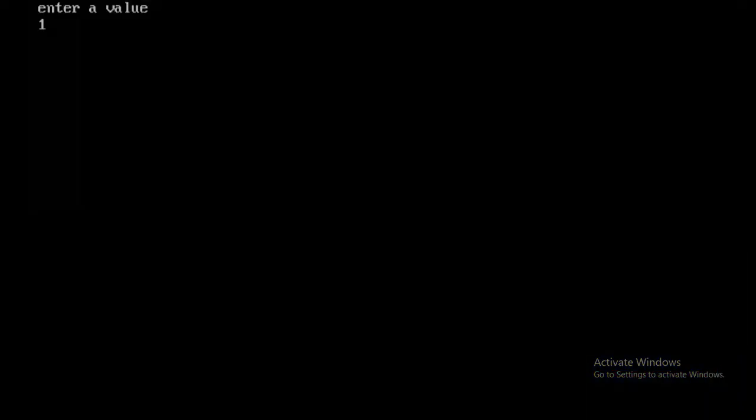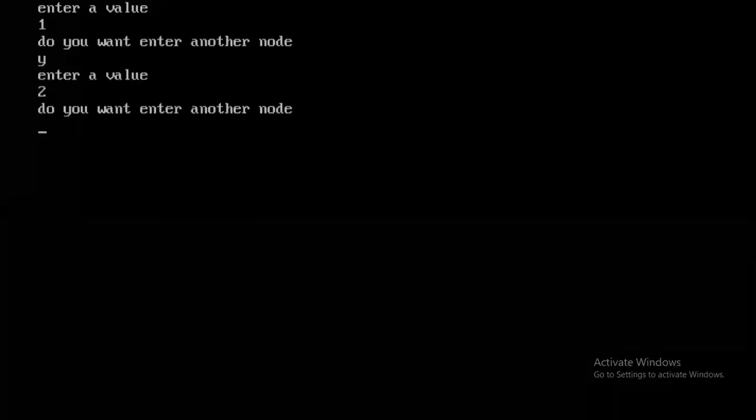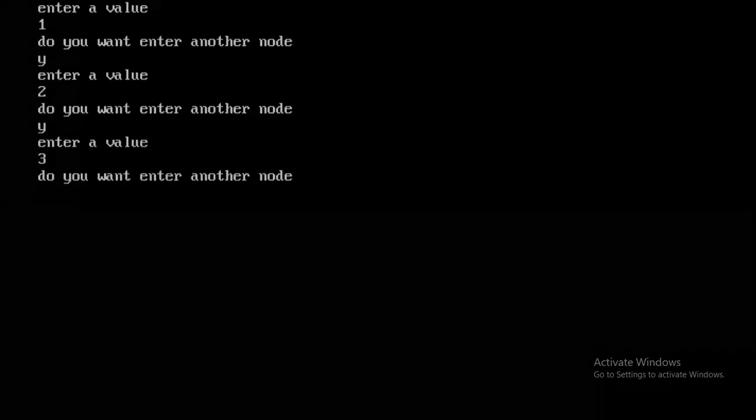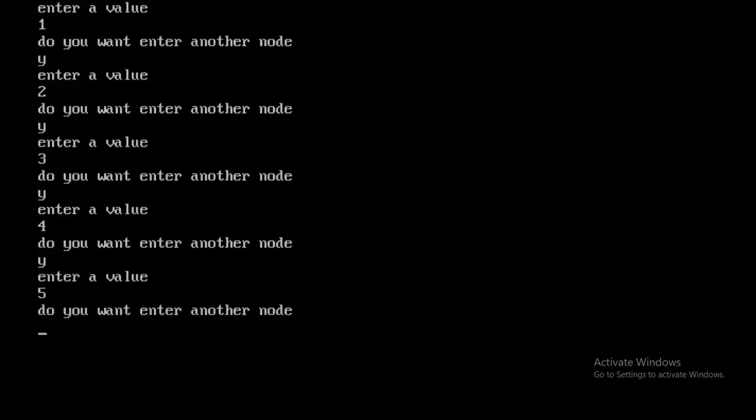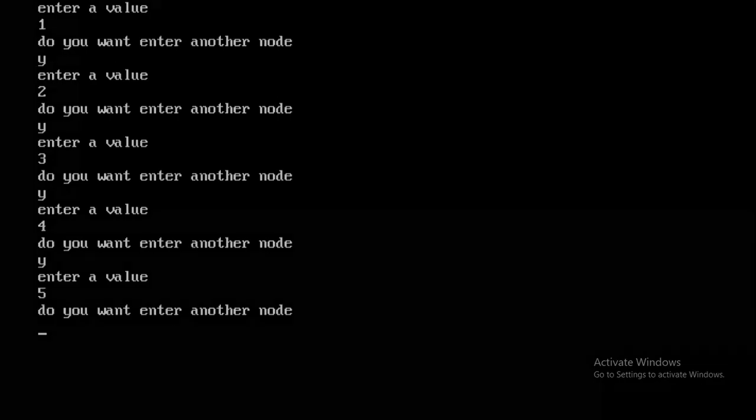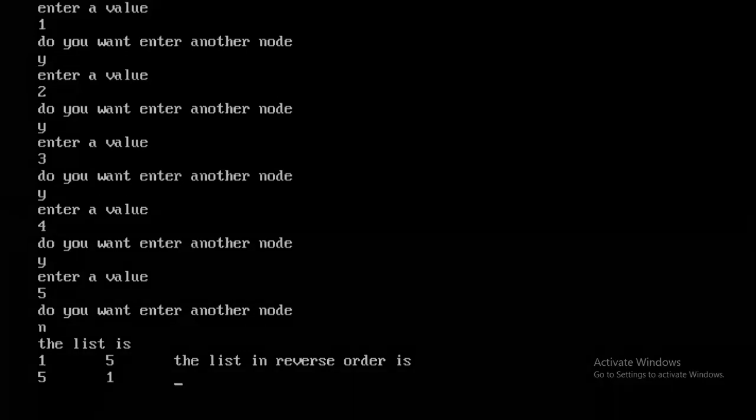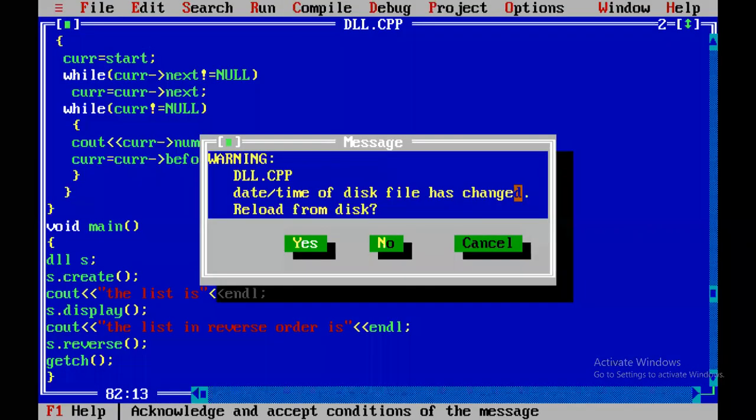Enter the value 1. Do you want to enter another node? Yes. Enter the value 2. Do you want to enter another node? Yes. 3, yes, 4, yes, 5. Do you want to enter another? No. So the list is 1, 5. Sorry, there is a mistake. 1 and 5 is the output. Yes, I will check it. There is a mistake.